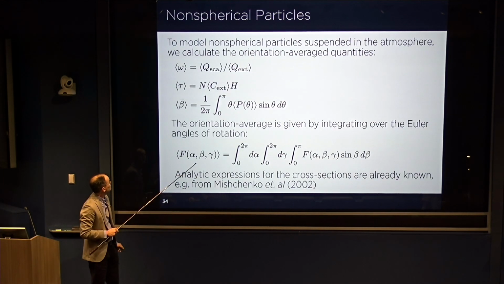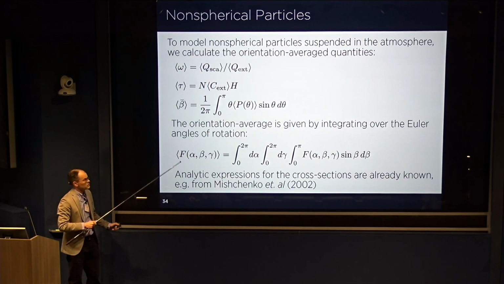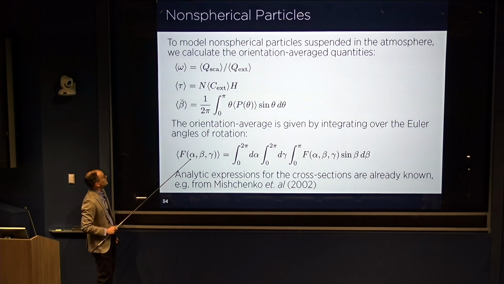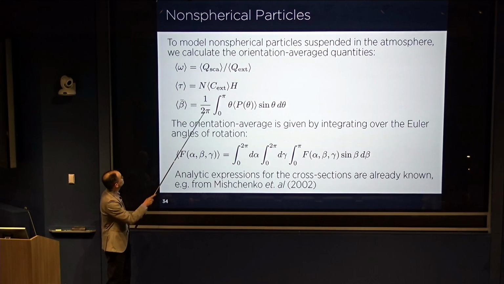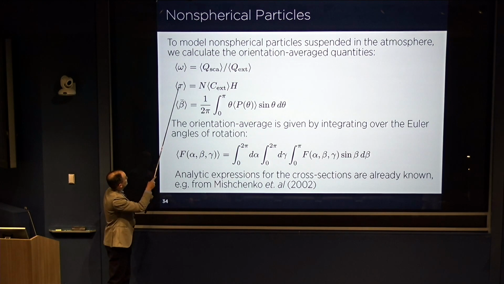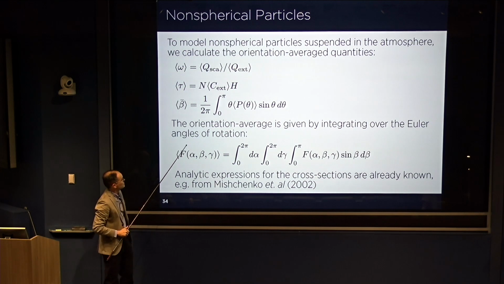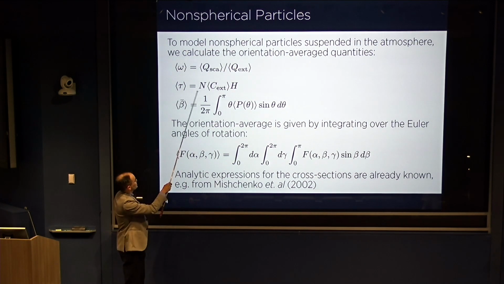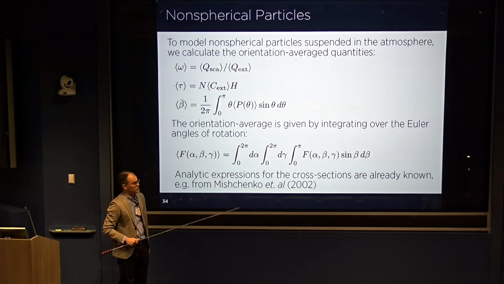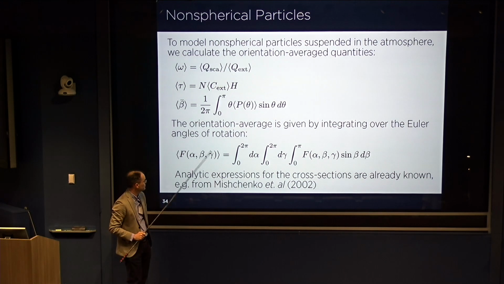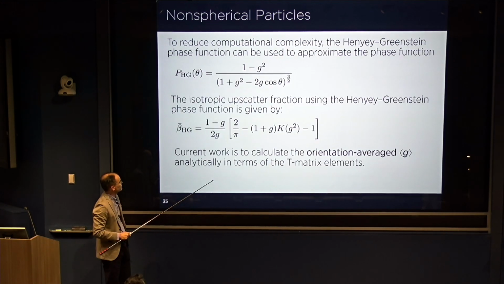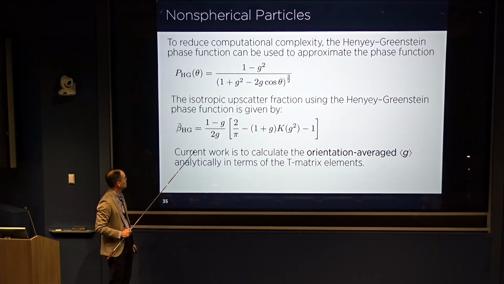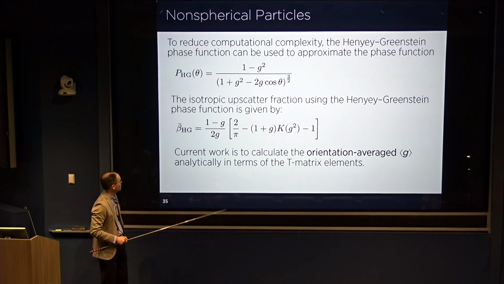The main thing that we need, if we want to just keep using delta A, is an orientationally averaged phase function quantity. Both for the scattering cross sections or scattering efficiencies and the extinction efficiencies, these orientationally averaged expressions already exist for T-matrix, like in the Mishchenko book from 2002. But the orientationally averaged phase function, to my knowledge, is only done numerically with something like Gaussian quadrature.